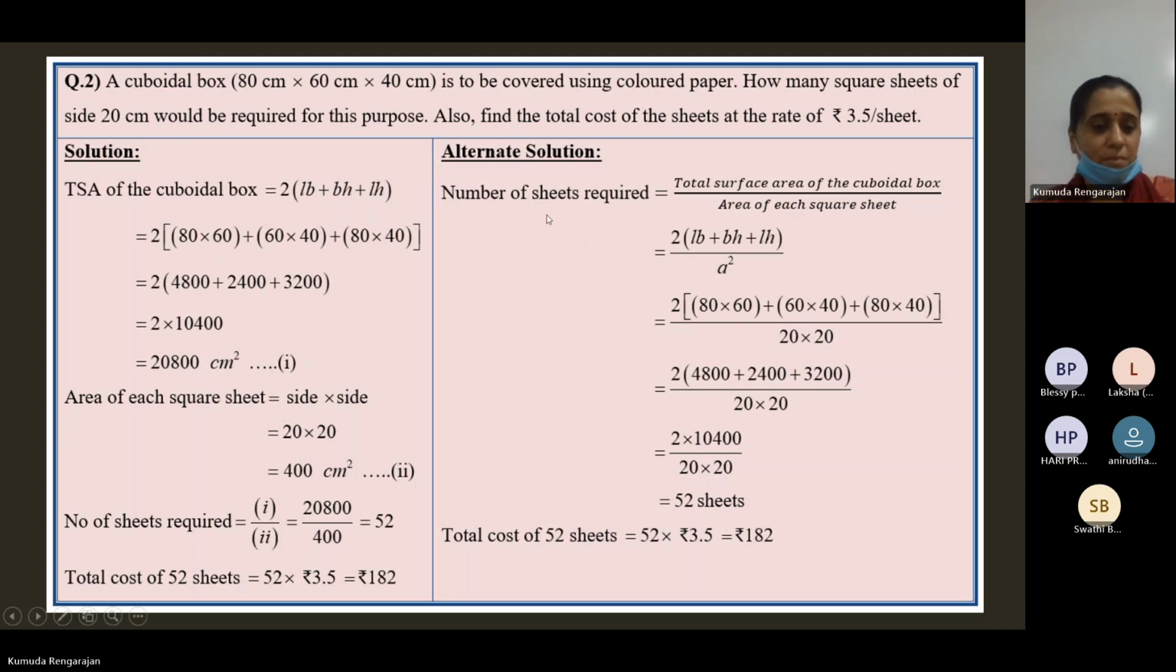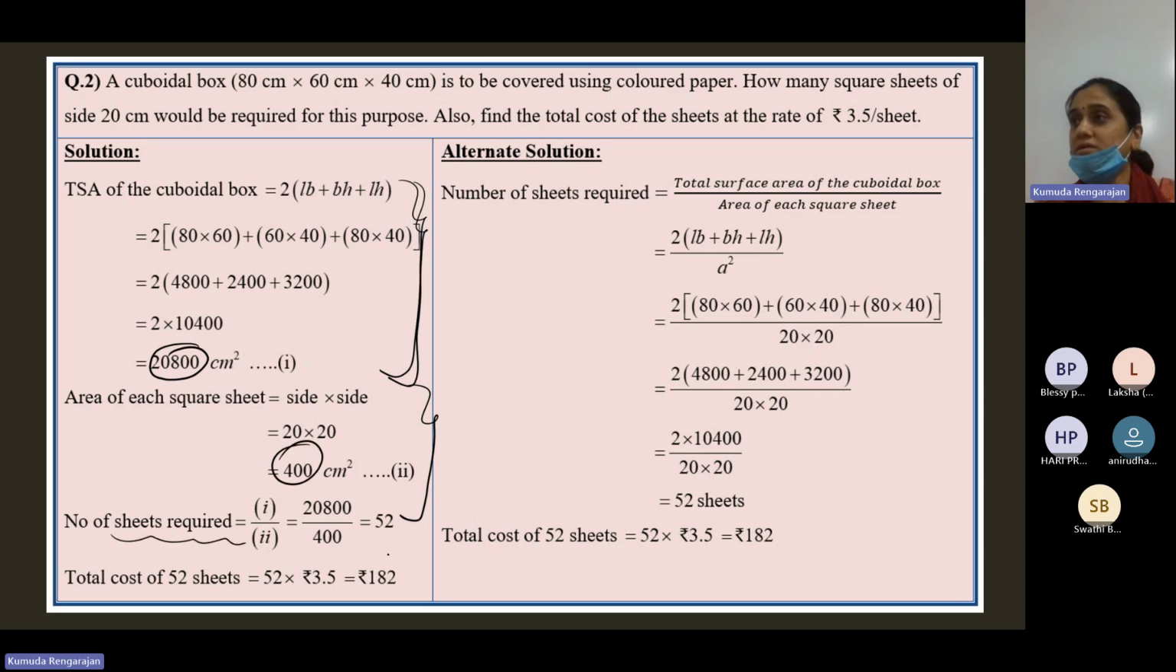Okay, I've not divided. So anything is fine. I'm not saying I'm wrong here. You can see here, because there is working, I've done it separately. The numerator is the TSA of the cuboidal box, and the denominator is the area of the square sheet of paper. So divide this answer by this answer to get the number of sheets required. So 52 sheets you need.